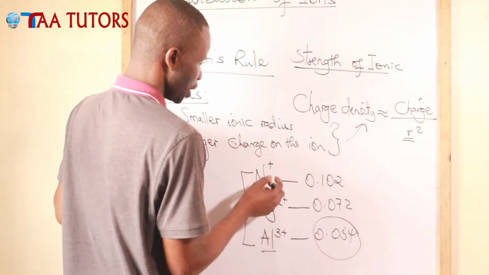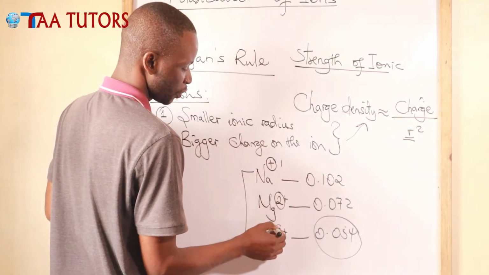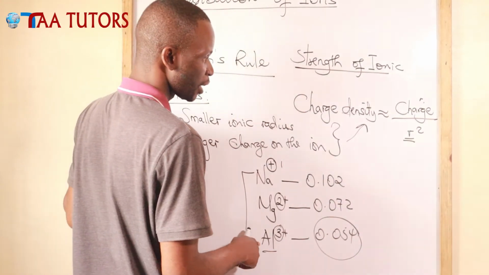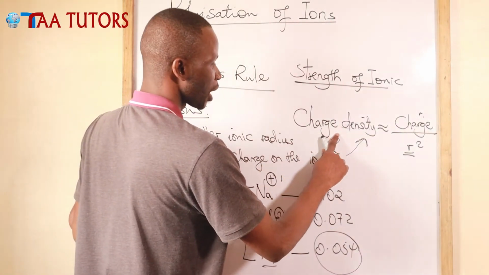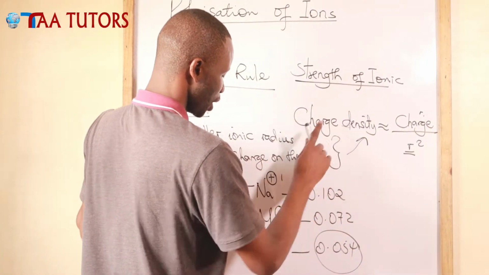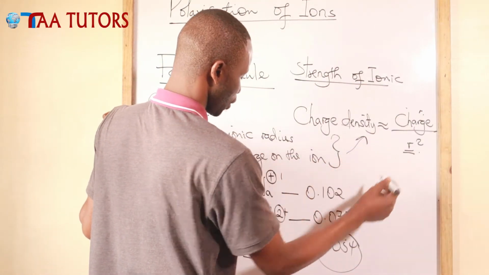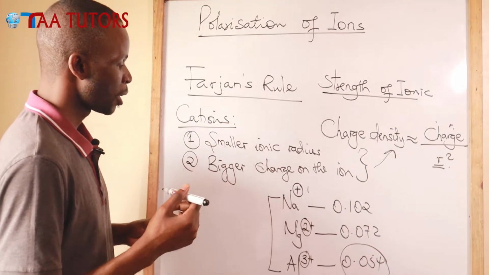Then when it comes to charges, there's a factor here, the charge on the ion. This one has a charge of 1, this one a charge of 2, this one a charge of 3. Again, in the list, we see that aluminum is the one with the bigger charge. And I said the bigger the charge, the greater the charge density. Therefore, whichever factor we look at, whether charge on the ion or radius of the ion, aluminum still comes out as the strongest polarizing power.